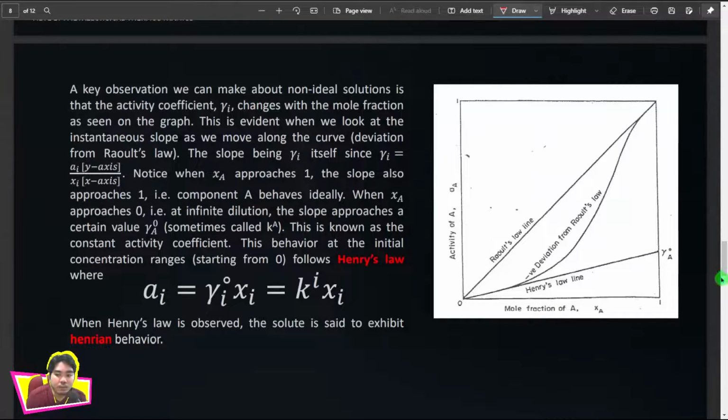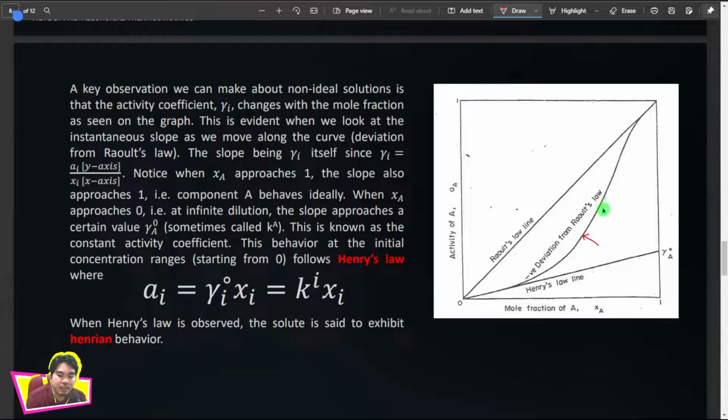Okay? So, a key observation na pwede nating makita for non-ideal conditions is that the activity coefficient changes with mole fraction. No? So, if we look at this graph right here, ito kasi yung deviation from Raoult's law, no? So, this is the ideal condition. Notice na hindi siya, kumbaga paiba-iba yung slope niya.